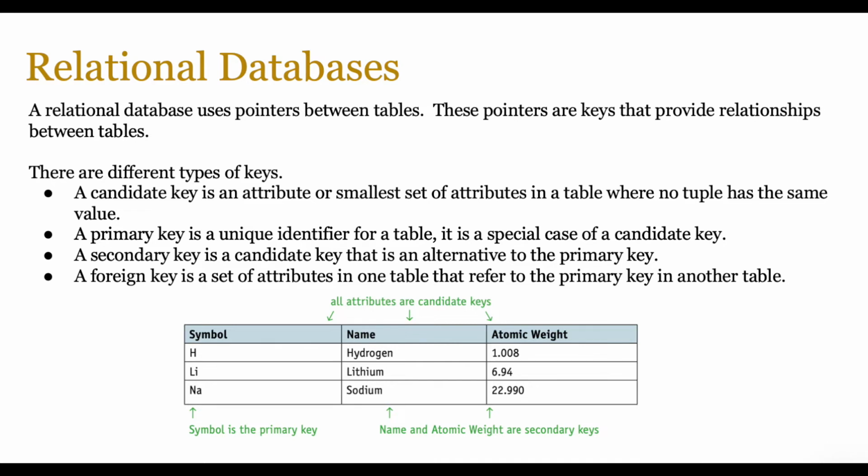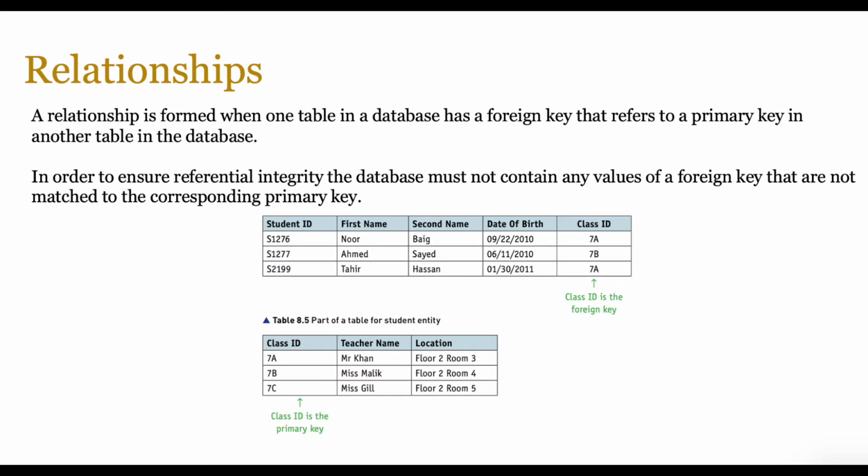Now most tables end up with only one candidate key which is used as a primary key, but in some cases you might end up with multiple, and then the choice of which one is the primary key depends on the designer. So a relationship is formed when one table in a database has a foreign key that refers to a primary key in another table in the database.